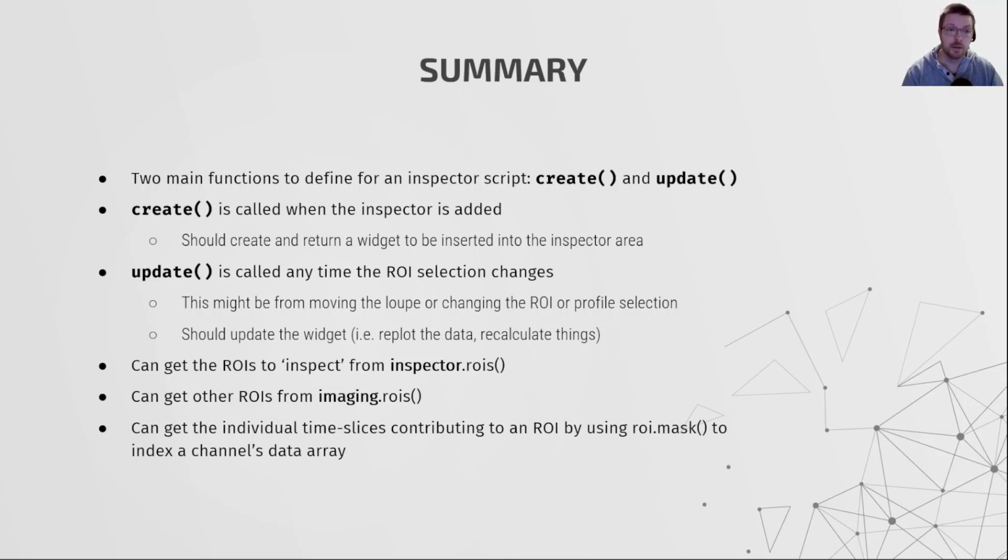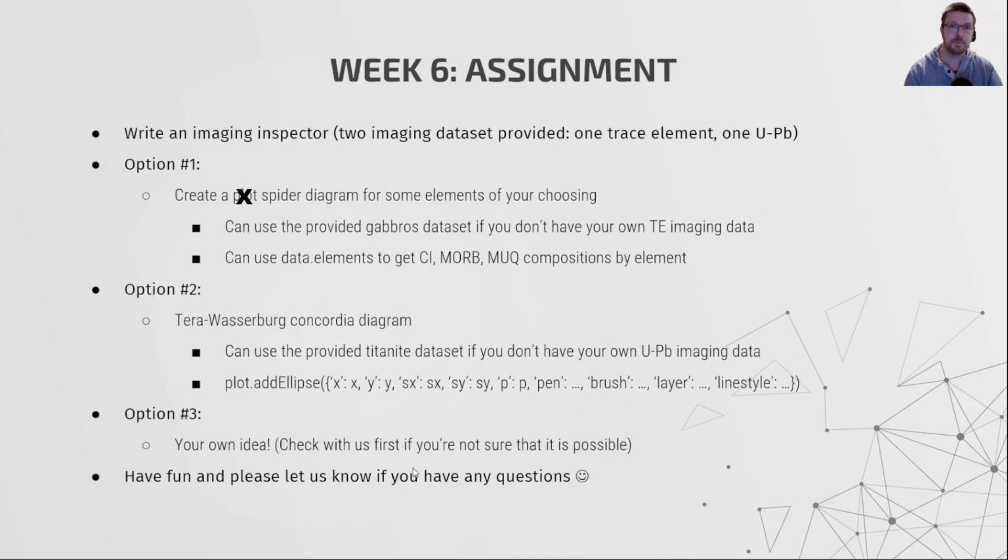You can get the ROIs to inspect from inspectors.rois, and you can get all the other ROIs from imaging.rois. So we did this in a couple of the examples that I showed you today. And you can get the individual time slices contributing to an ROI by using roi.mask to index a channel's data array. So that brings us to this week's assignment.